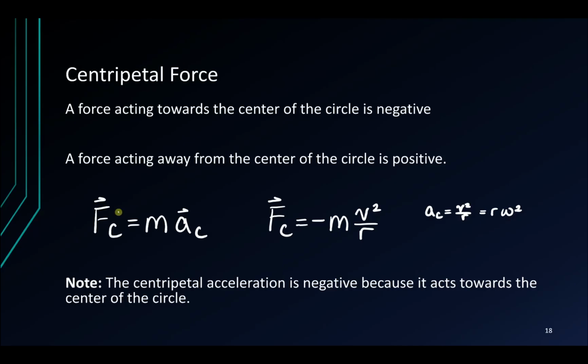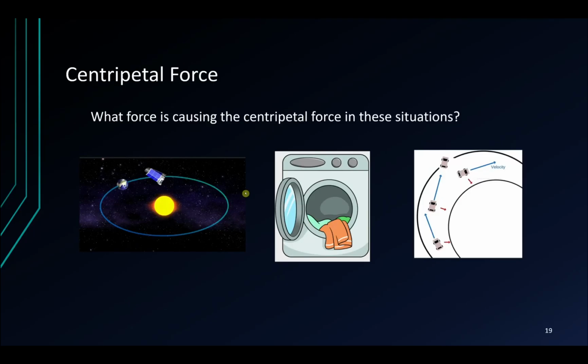So we have the centripetal force equal to the mass times the centripetal acceleration, and my centripetal acceleration is going to be v squared divided by r. So my centripetal force is going to be negative. That represents the directionality, it's acting towards the center of the circle, times the mass of the object, times the tangential velocity squared divided by r, where r is the radius of where we are from the center of the circle.